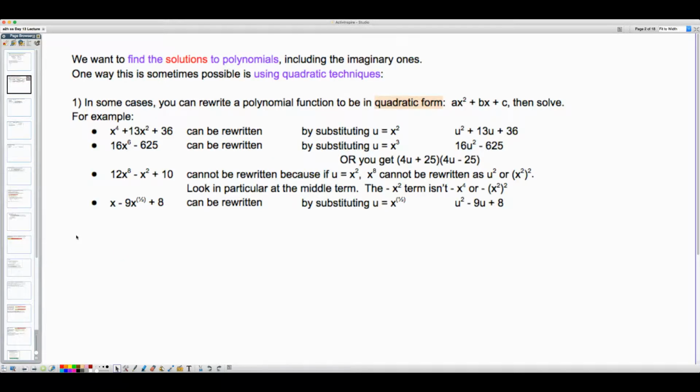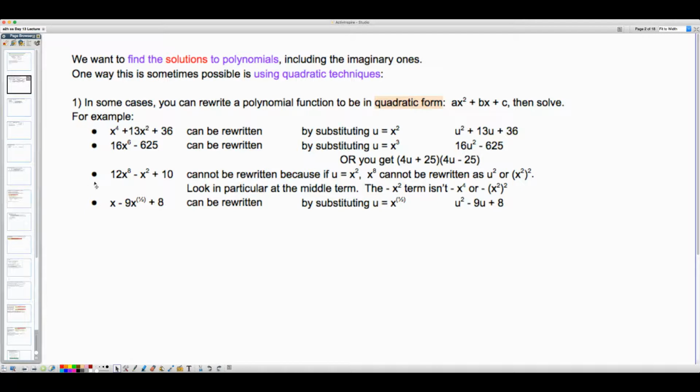In our talk about polynomials, what we're looking for is the solutions. And there's a lot of ways of doing that. One of the ways to do that is to use our quadratic techniques. So for example, if you could rewrite this polynomial that's larger than x squared into the form of a quadratic, then you could solve it.